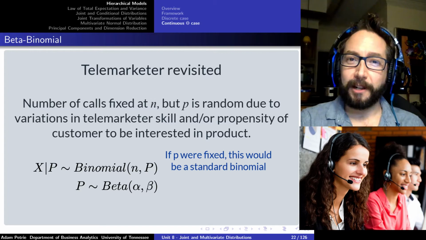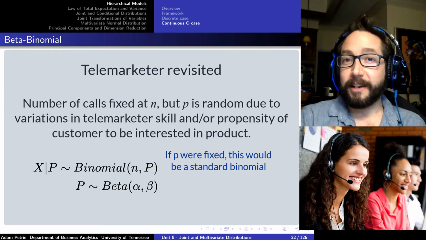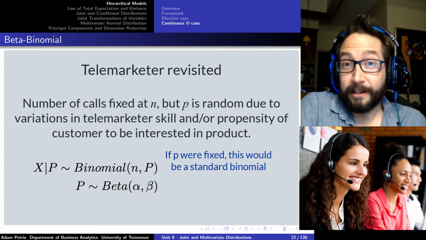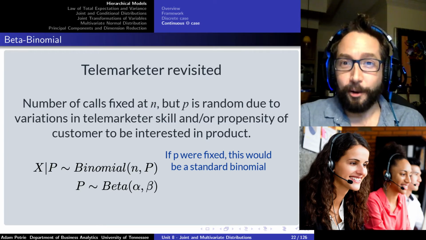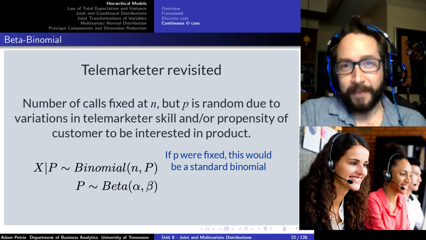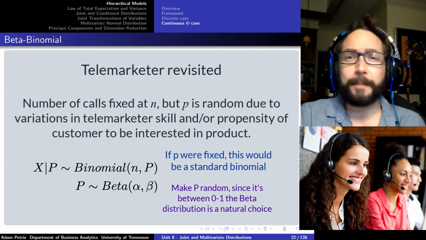So we could have the following hierarchy. X given p, our conditional distribution of the number of sales given a particular value of p, is a binomial distribution with parameter n, that fixed number for the number of calls, and p. But p is going to be random.